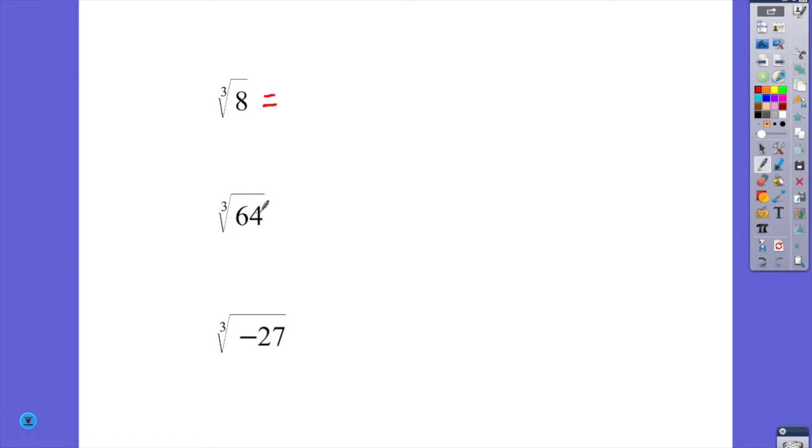Here we've got the cubed root of 64 and the cubed root of negative 27, which at first glance might be like, what's going on there? But we'll talk about that. So think about this and see if you can complete these first. Take a moment, maybe pause the video.